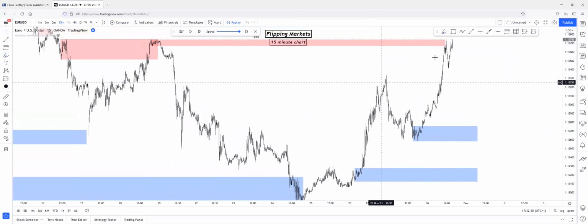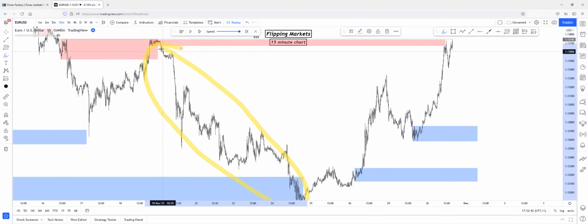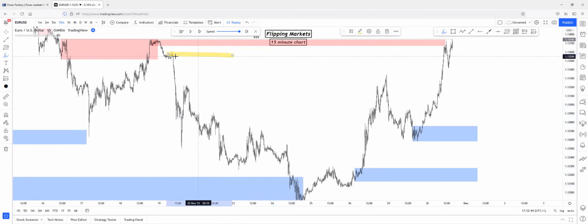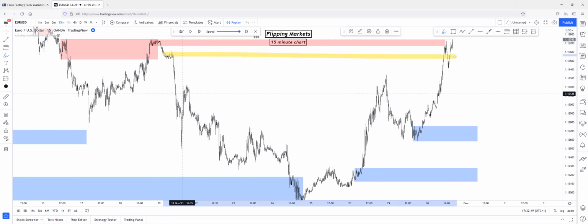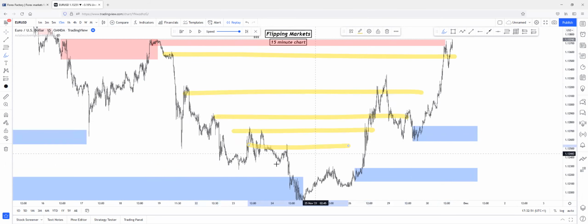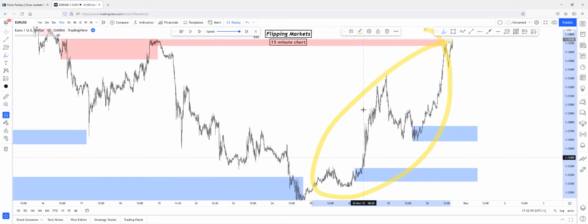So yeah, let's see the price action. As you can see in this region, everything is mitigated. So all of the supply zones inside of this region are mitigated by the following price action, as you can see. So all of the zones in this region are efficient and mitigated. So we will have to focus on this zone.